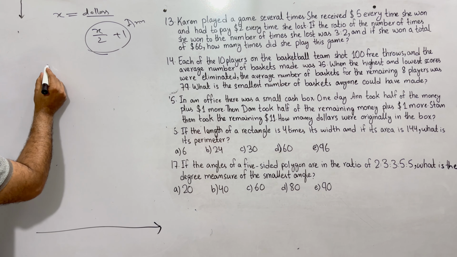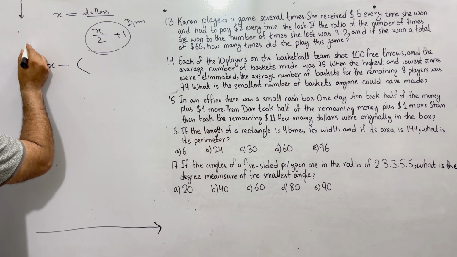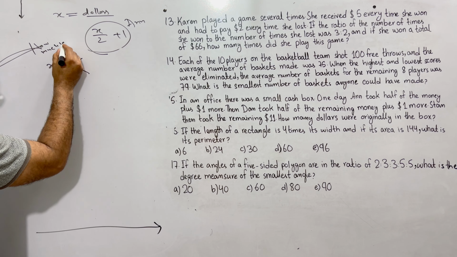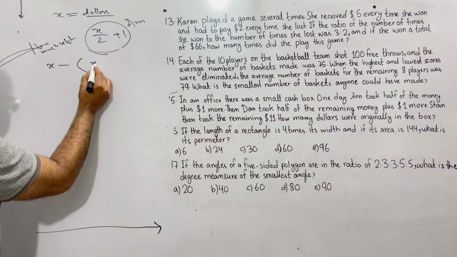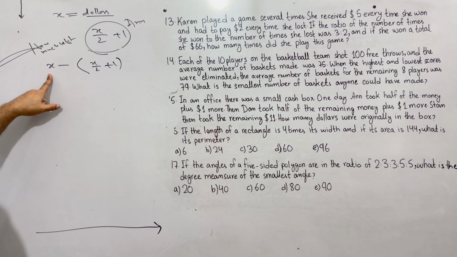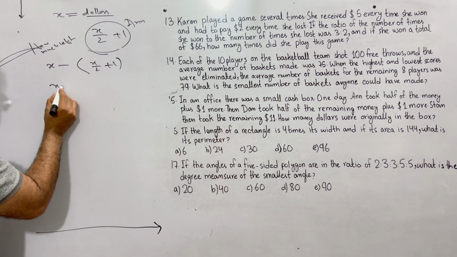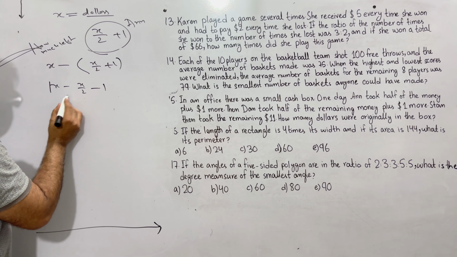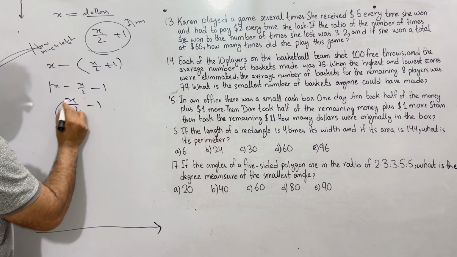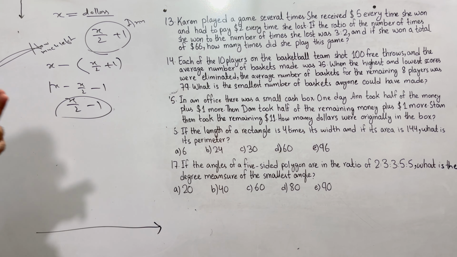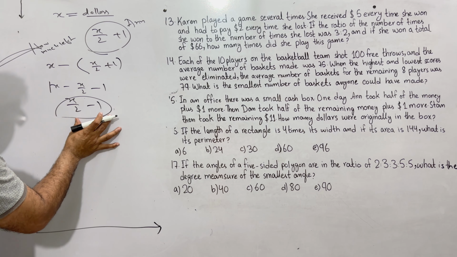After the withdrawal of Ann, how much is left? Let's find out. She has taken half plus 1. Subtracting from the original, we have X minus X over 2 minus 1. X minus half of X becomes X over 2 minus 1. That is the remaining after Ann took. Then Dan took half of the remaining plus 1 more.